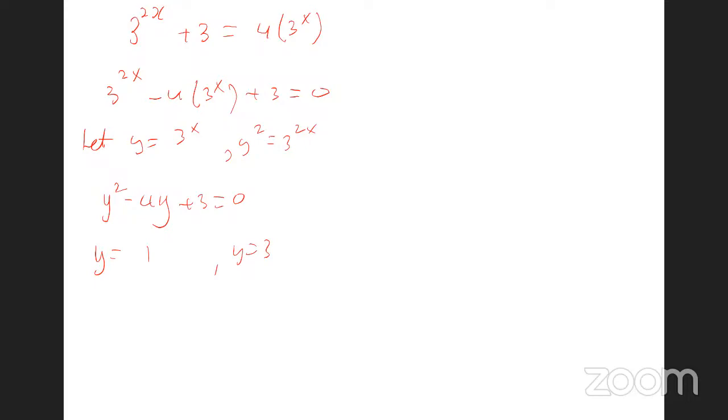Yes, sir, I got that. And then 3 to the x is 1, so x is 0. 3 to the x is 3, so x is 1. All right, nice. Good. So it gives us a little idea how to do the indices. Now let's shift to logs now.